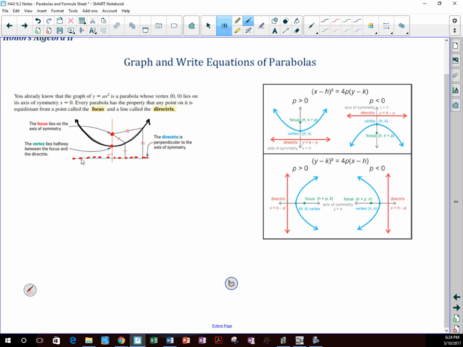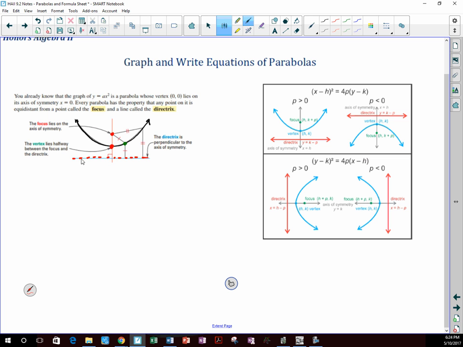But the definition of a parabola is that any point in the parabola is equidistant from the focus and the directrix. So for example, this point right here, it is the same distance from the focus to that point as it is from that point down to the directrix when we draw a perpendicular. So that's the definition of a parabola, all points that are equidistant from the focus and the directrix. The vertex is one of those points.